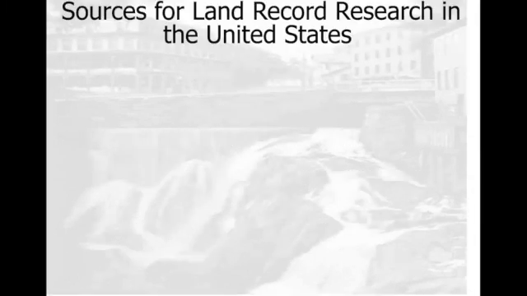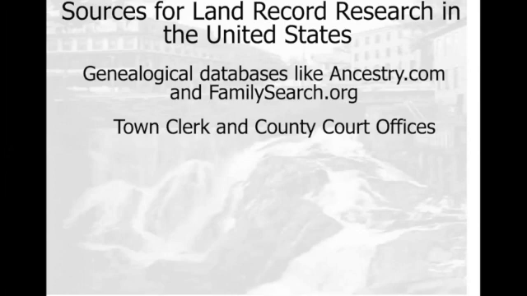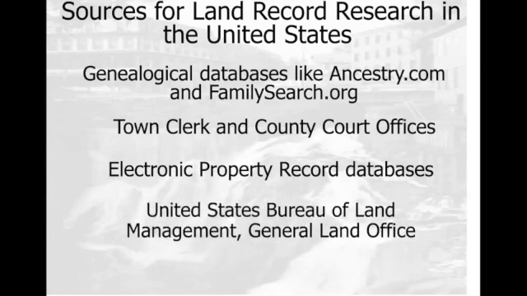Okay, what are the sources? We have genealogical databases like ancestry.com and familysearch.org. And as Wayne mentioned, you'll come across it in American Ancestors. There are town clerk and county court offices where you actually go physically to look at these items. And many of these are coming online as well, which we'll see with electronic property record databases. And then finally, you have the United States Bureau of Land Management General Land Office that controlled all the public lands in the US that were granted to individuals, starting with the Treaty of 1787 to the big one that we're all familiar with, the Homestead Act of 1862, which populated many of the Western lands.